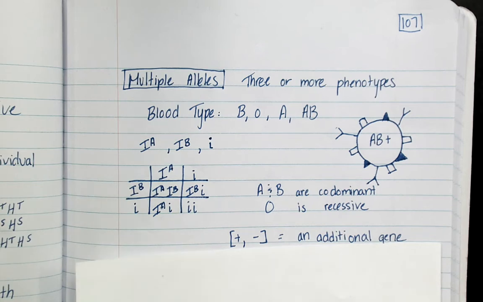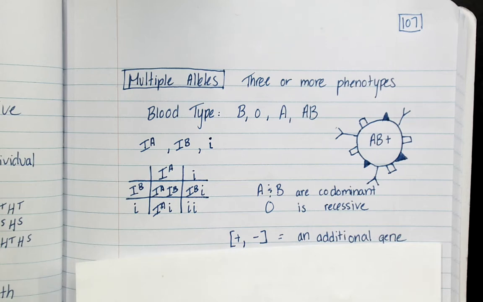A real life example would be blood type. So, blood type, if you're looking at just the letters, because there's also a positive and negative component, which we're not going to talk about quite yet, there's 4 different blood types that you can have. You can have B, O, A, and AB. And that might not mean a lot to you right now, but what it actually is showing is that there's 3 different alleles that you can have.